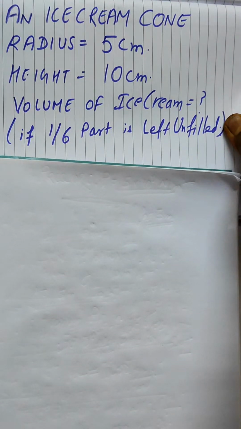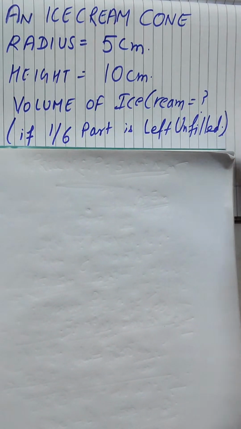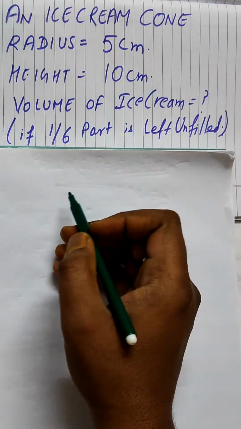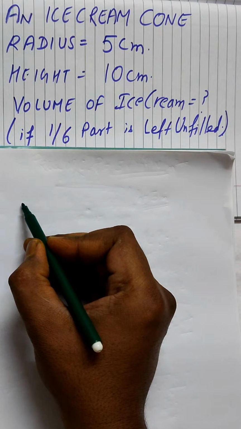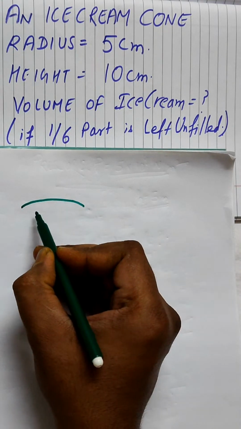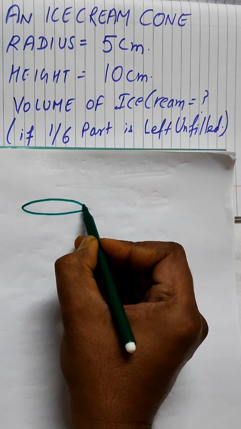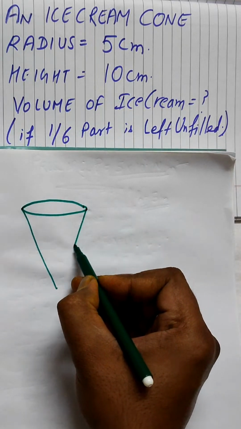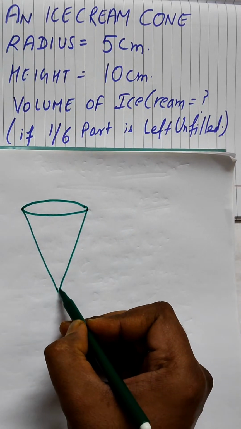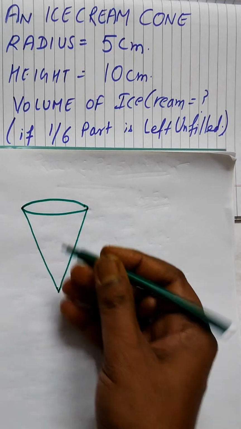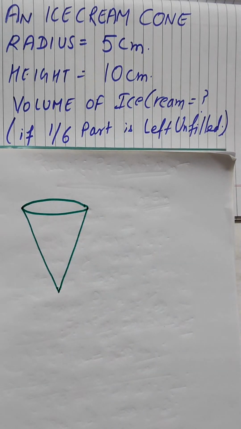Question: an ice cream is given to you, and this ice cream is as shown in the given figure. Just as you have eaten some softies, it is like this. A cone is there where the ice cream is filled, right? In the figure, as shown over here, it's just filled till the top.